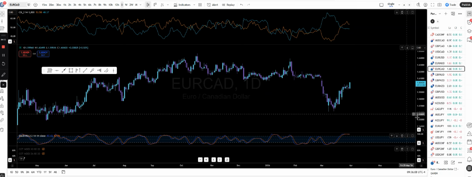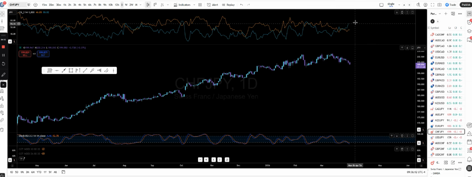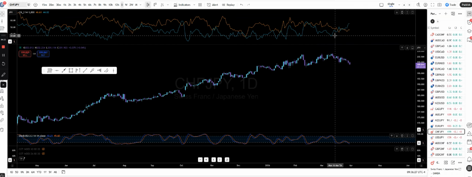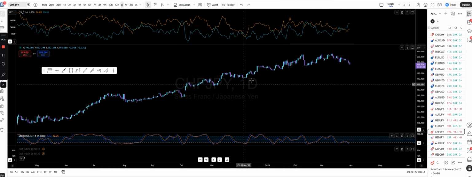And what else are we? Did I say CAD yen? Here's Swiss yen. Swiss yen again. We had this crossover. We had the market pinwheeling in here since about mid-March, the last 2 weeks, just up and down, no real direction. But again, I don't look at this indicator in a vacuum. I'm looking at the trend here, and we obviously were trending up.